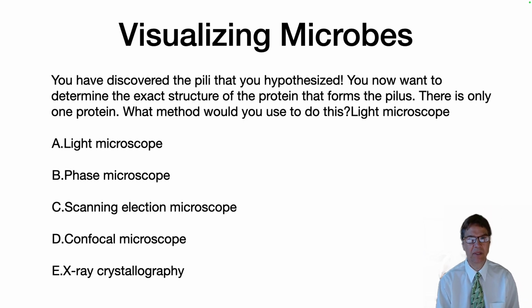Finally, you have discovered the pili that you hypothesized. You now want to determine the exact structure of the protein that forms the pilus. There's only one protein. What method would you use to do this?